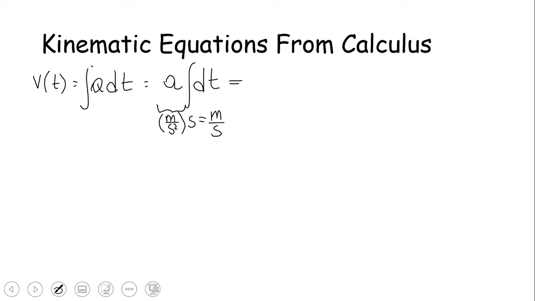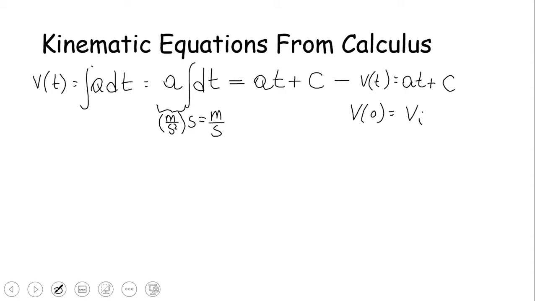So now we use the fact that the indefinite integral of a dt, if a is a constant, is a times t plus a constant of integration. Now, this tells us, therefore, that v of t is at plus some constant c. But we also know that at time t0, v of 0 is equal to v initial.